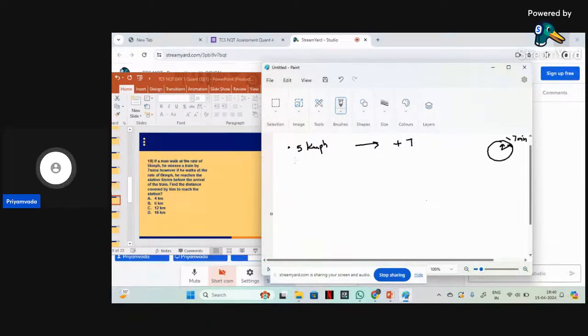He walks at a rate of 6 kilometer per hour, 6 kmph. If he is walking at 6 kmph, then what is happening? He reaches the station 5 minutes before the arrival of the train. So what will happen?